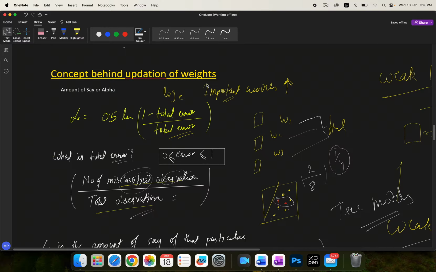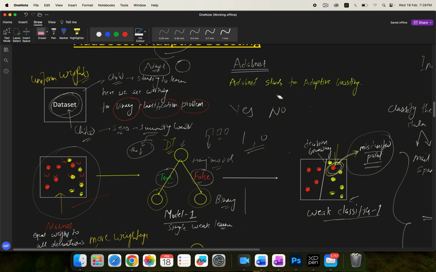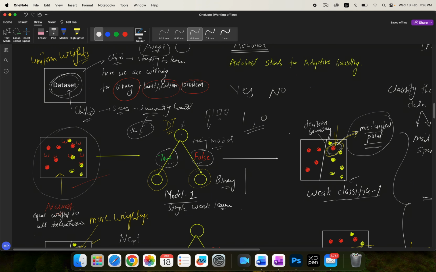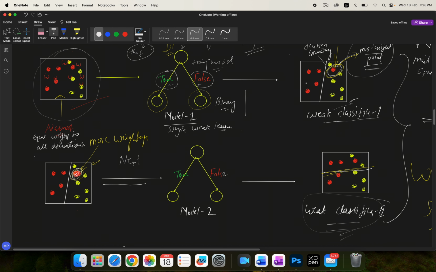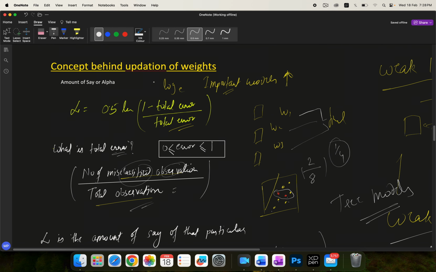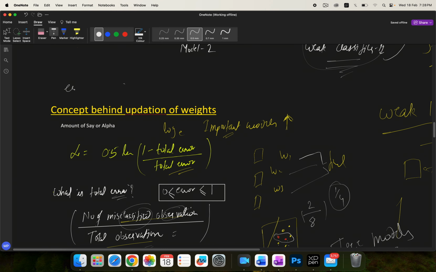So in the end, we are getting a series of models that have different say. Okay, so basically we are getting different models. This is weak classifier 1, this is weak classifier 2, and so on. Each model will have something called an error rate, and the models whose error rate is lower will be given more importance, right? It's very basic logic. Somebody who is committing fewer mistakes will ultimately be given more importance, right?